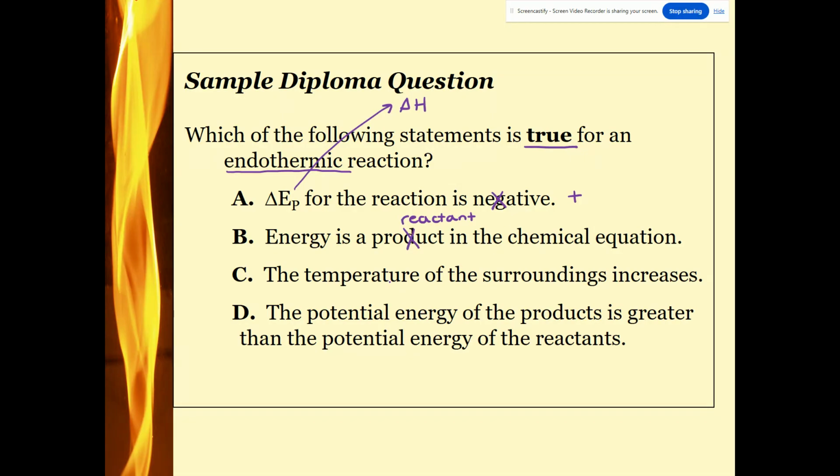For C, does the temperature of the surroundings increase? Remember we said when I have an endothermic reaction, the reaction is gaining energy, the surrounding is losing energy. So the temperature of the surroundings is supposed to decrease or feel cool. So hopefully the last one's correct, process of elimination. But if it's asking you about the potential energy of products versus reactants, draw a quick potential energy diagram. And we know that when we have an endothermic reaction, the potential energy increases. So that means that yes, the product potential energy is higher than the reactants. Okay, so D is the correct answer.